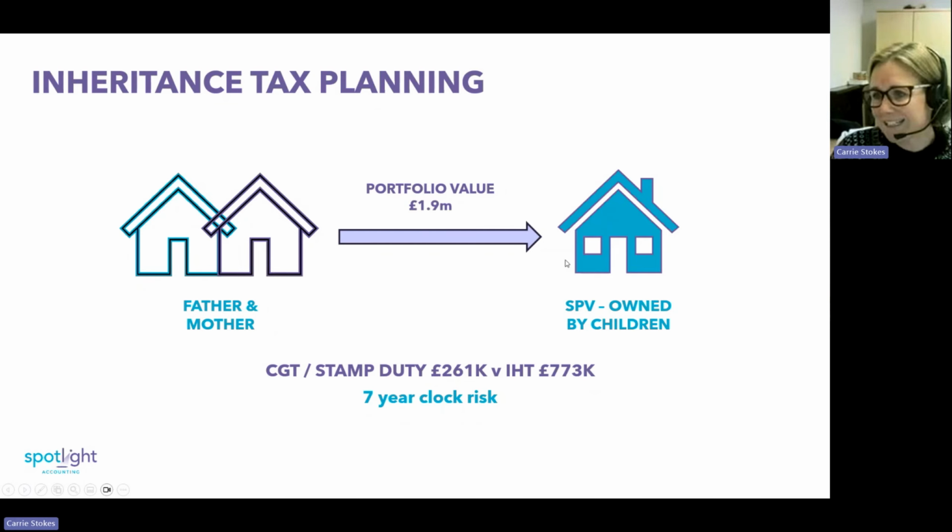Because this was considered a gift, the only issue you have is your 7-year clock risks. If you make a gift above the exemptions, which a £1.9 million portfolio value is, if you pass away within the first 4 years, you run the risk of having double taxation. After 4 years, it starts tapering down the percentage of tax you pay. But after 7 years, the SPV does not form part of your estate for inheritance tax.